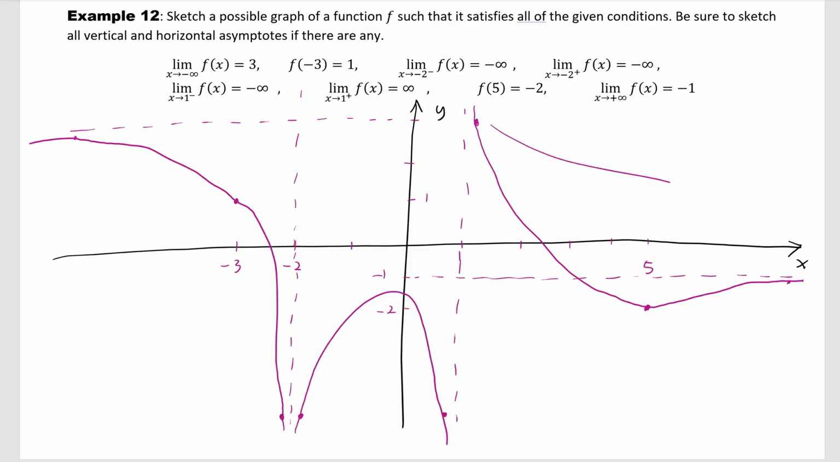Don't draw 2 pieces over there. This is not a function because it passes the vertical line twice. This is not a function. So we need to have a function.